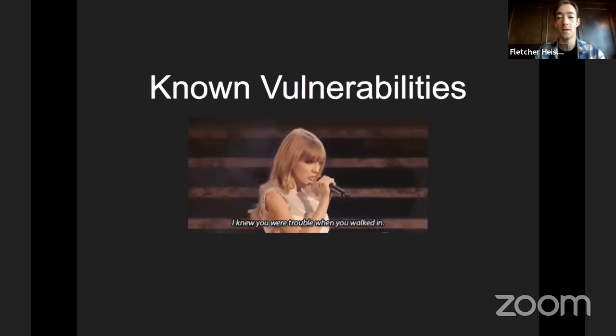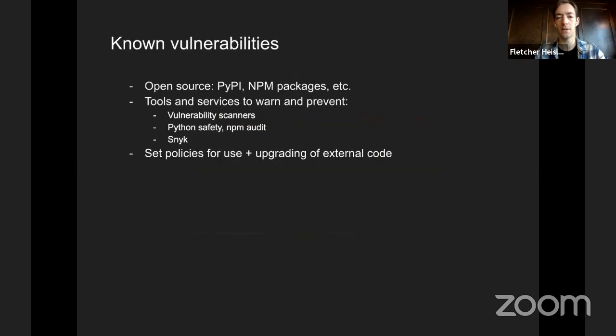Known vulnerabilities. This one is also, I believe, new to the latest OWASP top 10 list, and is certainly exploding in terms of usage, and why we're seeing companies like Snyk having a lot of success. There's a lot of open source going on now. So PyPI, NPM, etc. Everyone is using more tools of other developers, other groups all the time. That's great. It's also dangerous. You're widening your attack surface to everyone else's code potentially as well. So use some tools, use some services to help warn and prevent and automate that.